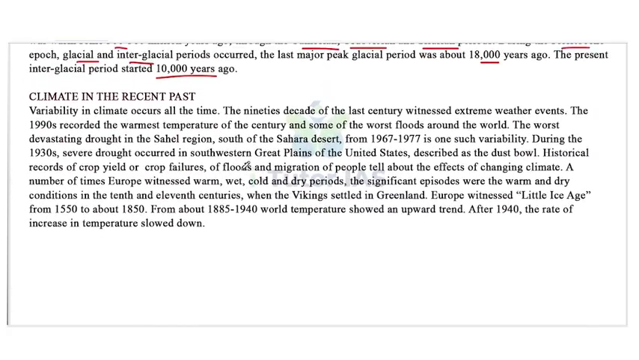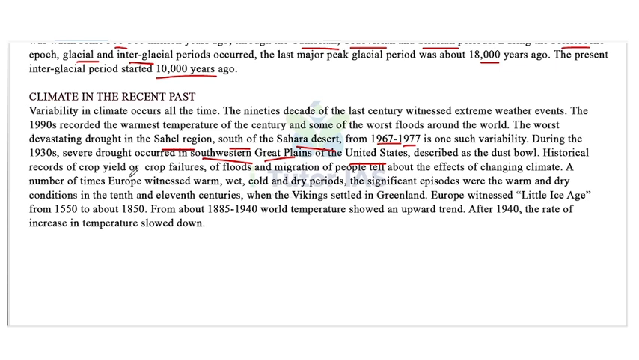Now, climate in the recent past. Variability in climate occurs all the time. The last decade of the last century witnessed extreme weather events. The 1990s recorded the warmest temperature of the century and some of the worst floods around the world. The most devastating droughts in the Sahel region, south of the Sahara Desert, from 1967 to 1977, are one such variability. During the 1930s, severe droughts occurred in the southwestern Great Plains of the United States and were described as the Dust Bowl.